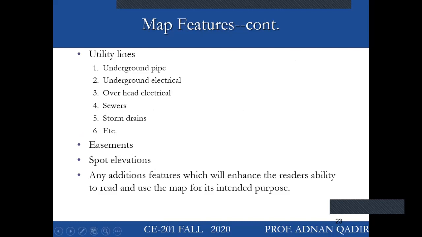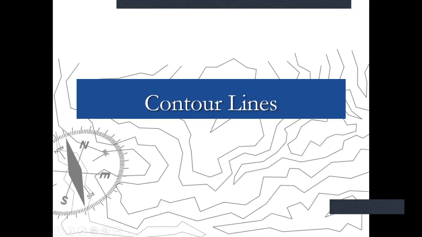We also include, as I've said in the introduction, the utility lines like overhead electricals, sewers, storm drains. Then there are spot elevations, any additional features which will enhance the reader's ability to read and use the map for its intended purpose. So let's start formally our discussion on the contour lines.